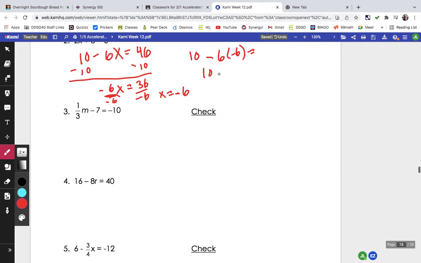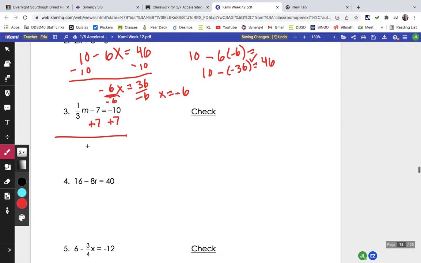6 times negative 6 is negative 36. 10 minus a negative 36. When we subtract a negative, it's the same as adding the opposite, so we do get to 46, and that checks out. On problem number 3 here, we're going to add 7 to both sides of the equation.